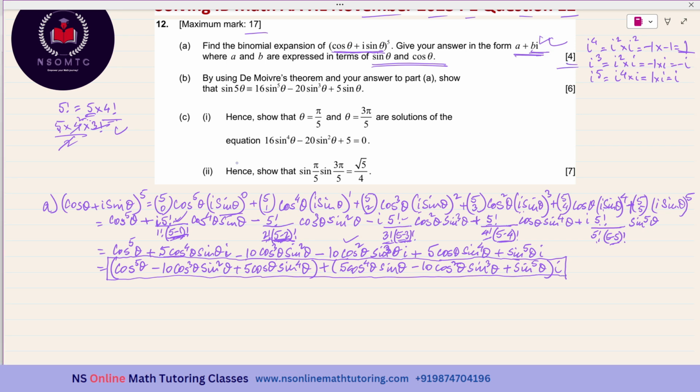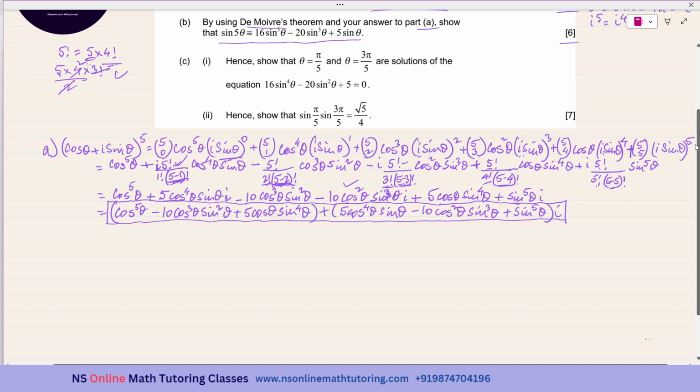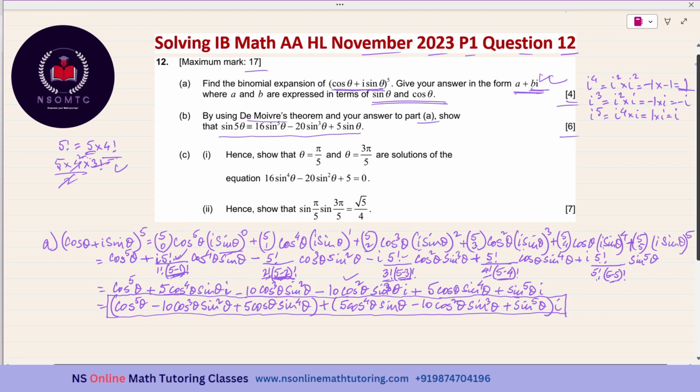Okay. Part b. By using de Moivre's theorem and your answer to part a, show that sine 5 theta is equivalent to 16 sine to the power of 5 theta minus 20 sine cube theta plus 5 sine theta, containing 6 marks. Okay. And what was the expression? Cos theta plus i sine theta raised to the power of 5. To this, we will be applying de Moivre's theorem. Okay.